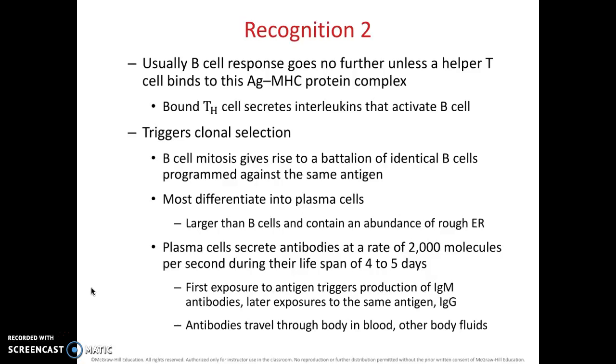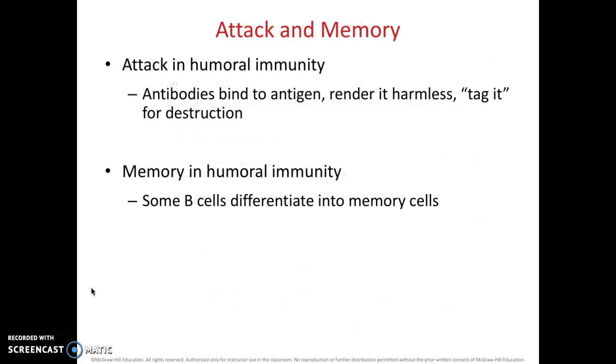So the first exposure to an antigen will trigger the production of IgM antibodies, and then the second exposure will trigger IgG antibodies to be created. Antibodies will then travel through the body and blood as well as other body fluids so that they're able to recognize the antigen. So with attack in humoral immunity, the antibodies bind to the antigen, render it harmless, and tag it for destruction. So basically, they're tagging it for other cells to destroy it. They don't do a whole lot of the destruction themselves.